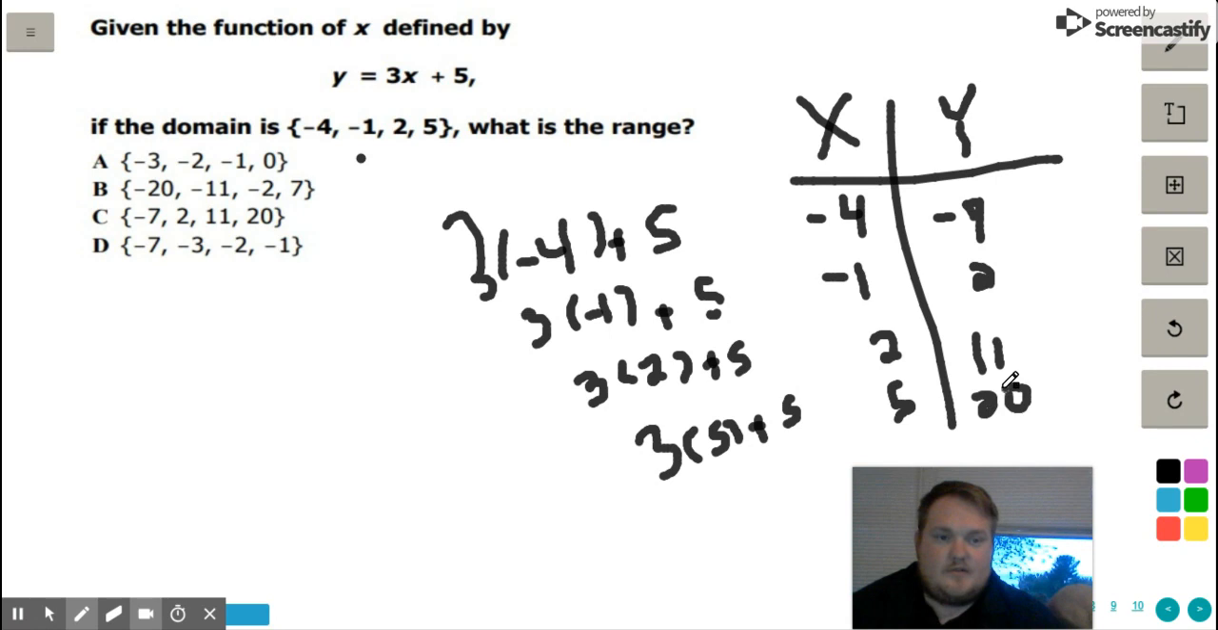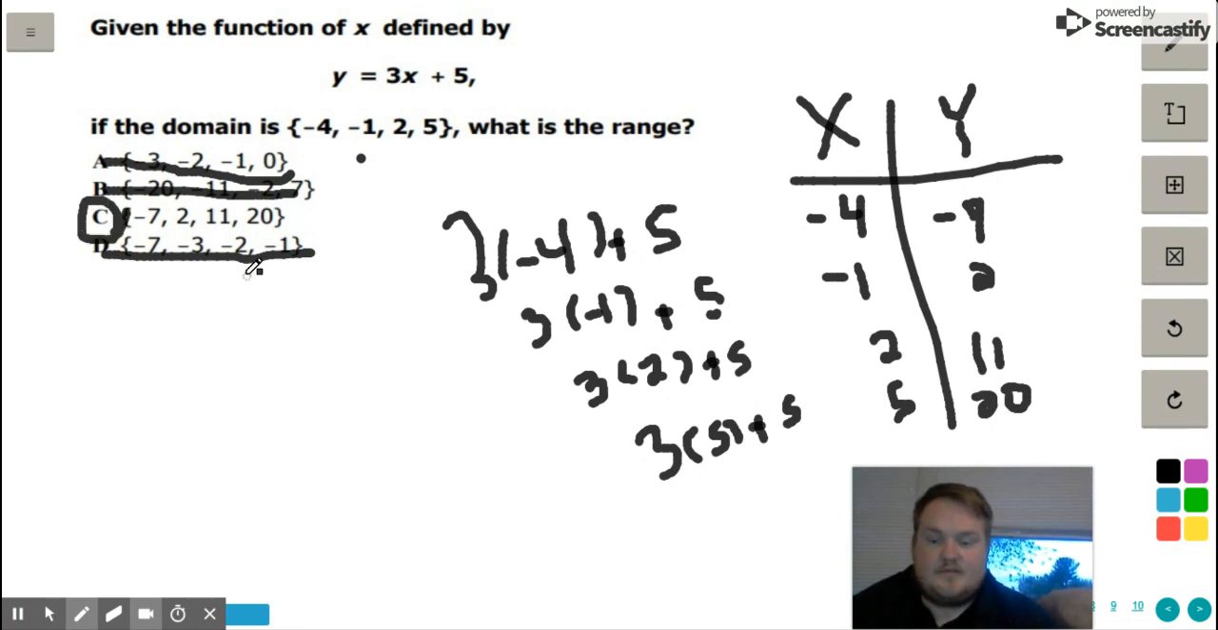So in this particular one, you're looking for -7. That's not part of B. Okay, it's part of C and D. You need a 2. D doesn't have a 2. We need -7, 2, 11, and 20. So C is the correct answer.